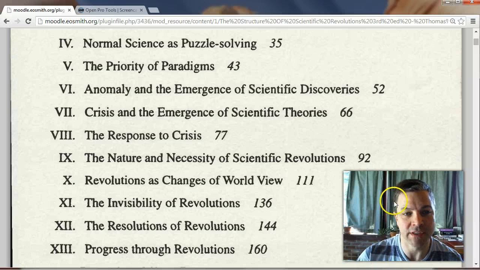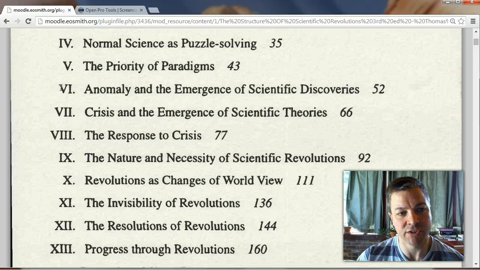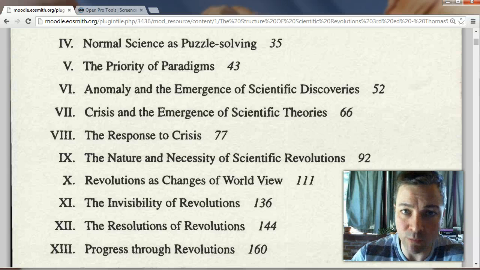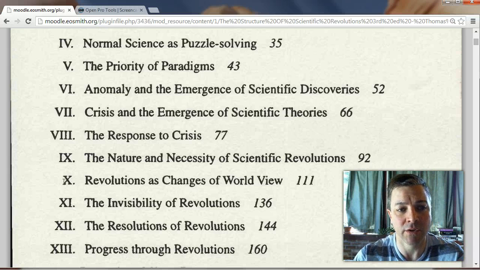Now, I want to focus in for this week on 2 chapters here, what Kuhn calls sections: Section 6, Anomaly and the Emergence of Scientific Discoveries, and Section 10, Revolutions as Changes of Worldview. Now, I would encourage you to read more of that. These are going to be the 2 that you need to read.